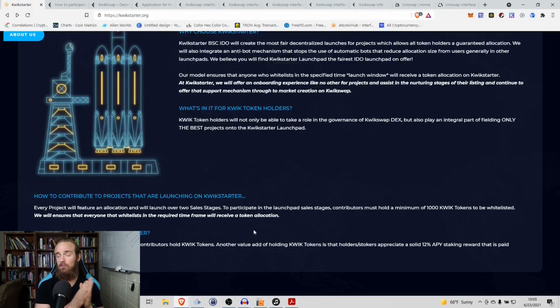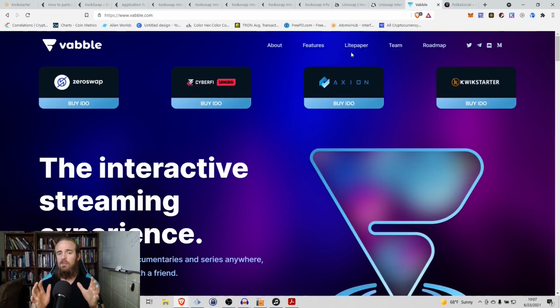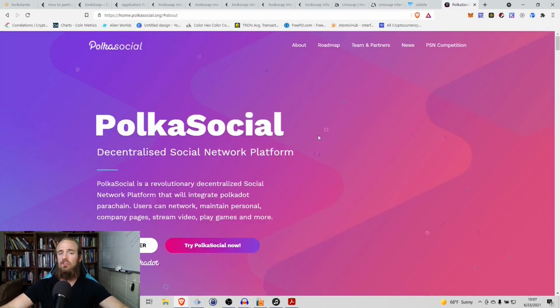So if you follow through with the steps, you know that you're going to get an allocation of those upcoming token sales. So again, a dual benefit to holding those. You get in on some of these IDO launches, as well as getting that 12% APY return. Some of the projects that are currently listed here are Vabble as well as Polka Social. So Vabble being an interactive streaming experience, and then Polka Social being a social media platform built on Polkadot.